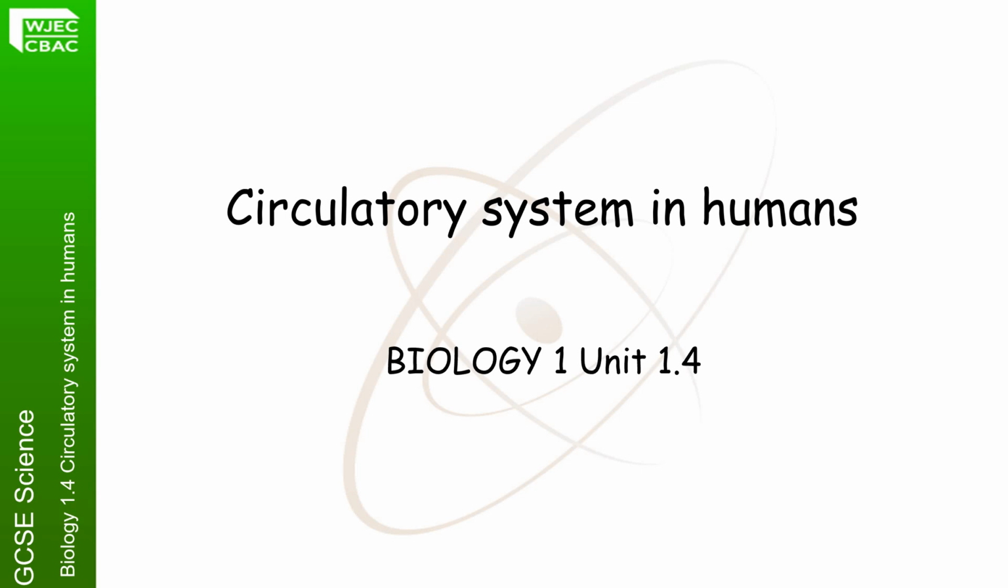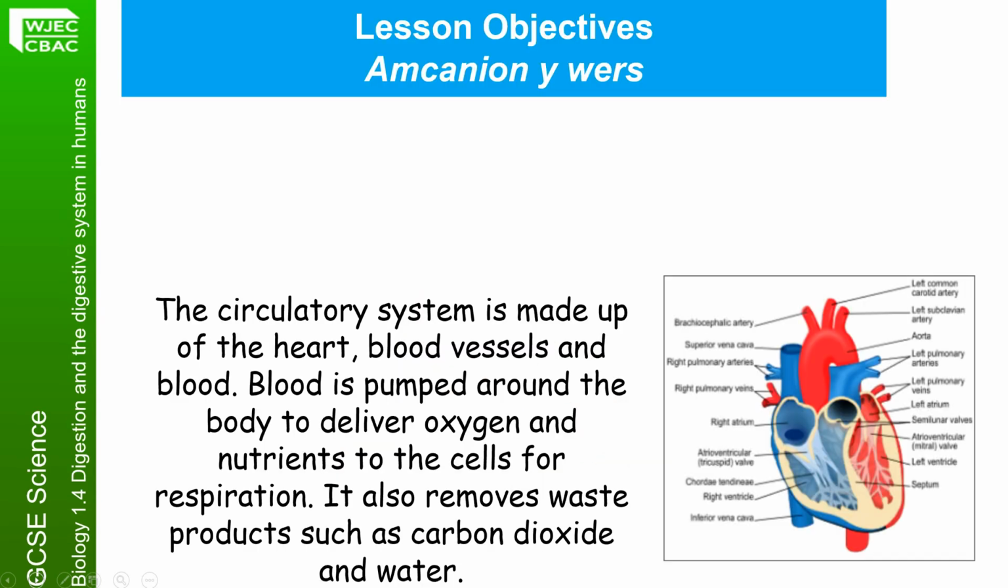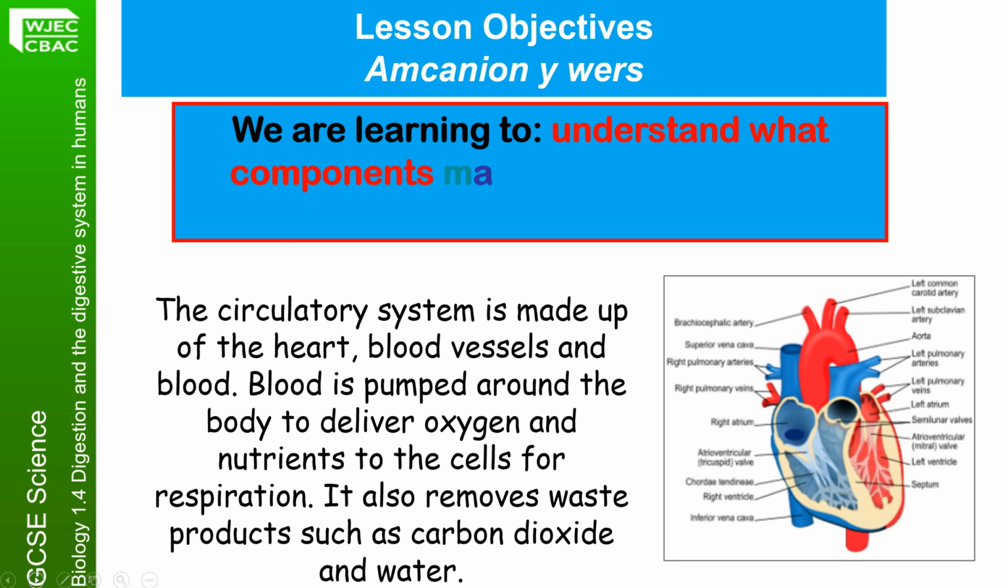So you will need today a red and a blue pen or pencil because we're going to give a basic overview of the heart. So the lesson objective today is to learn to understand what components make up the circulatory system. So when we talk about this word components, what do we mean? Components is a posh word for parts.